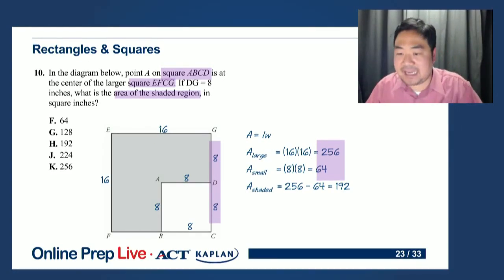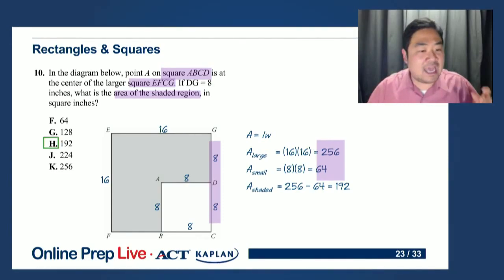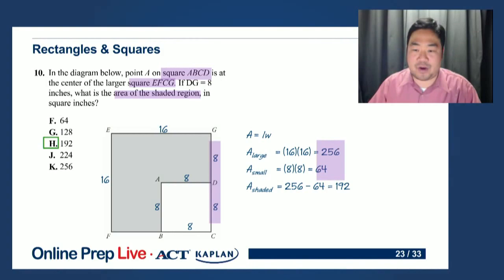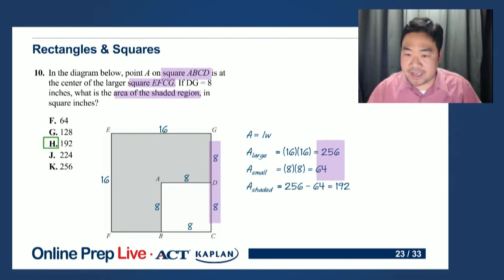And I see almost 90% of you eventually got to this point. Choice H is your correct answer. Great work on this question. So again, look at the squares. Remember, the square means all sides are the same and all angles are 90 degrees. If you need the area of a square, it's just that same side squared. You're just multiplying that same number by itself. Great stuff here.